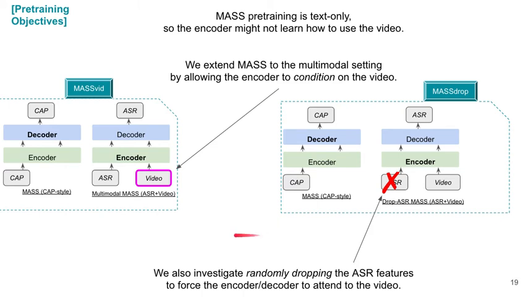There's one problem with this approach: potentially the transformer could just learn to use the ASR and ignore the video, which is why we investigate randomly dropping the ASR features to force the encoder and decoder to attend to the video features. We will denote this as mask drop in the experiments, while the conditioning approach will be denoted mask vid.